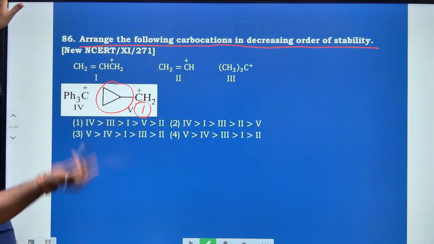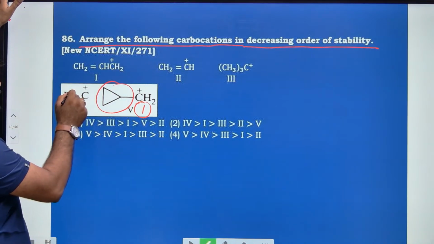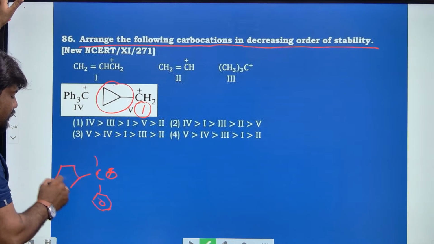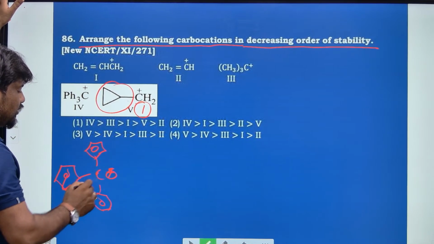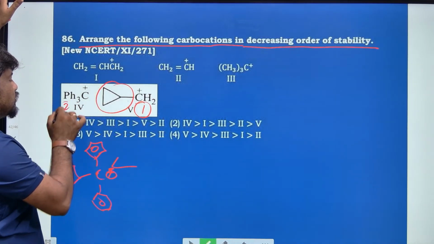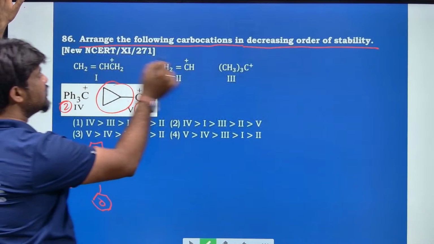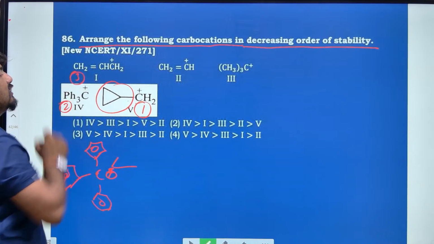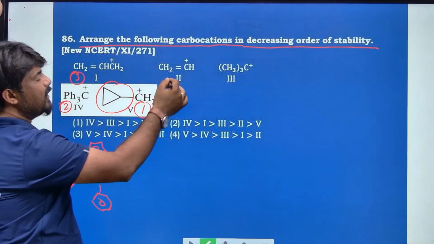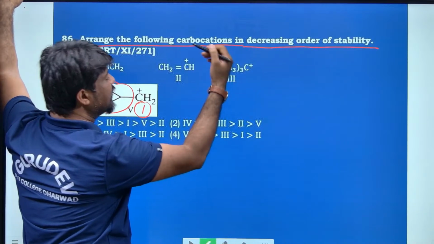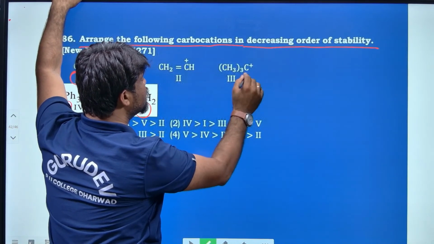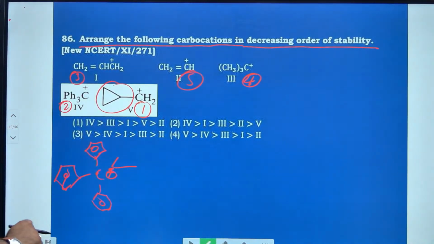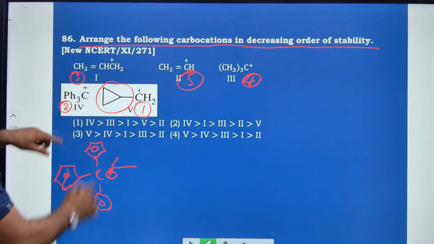Next, the stability goes to the triphenyl, because the carbocation is bonded with the three phenyl groups, so it is more stable. So second place goes to the fourth one. Then among first, second and third, the third place goes to allylic. The fourth place goes to the trimethyl carbocation, and the least goes to the vinylic.